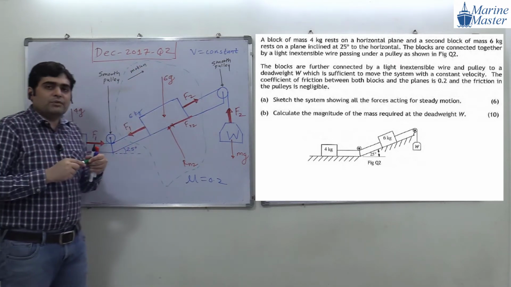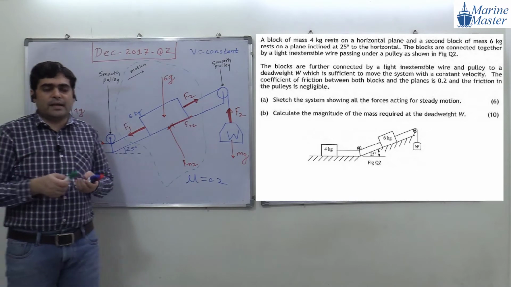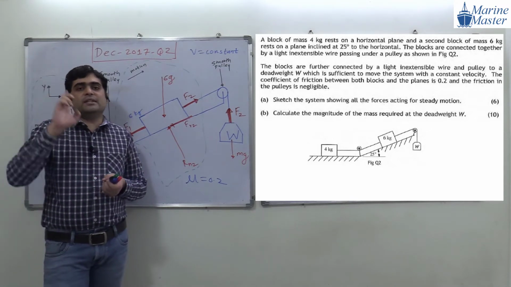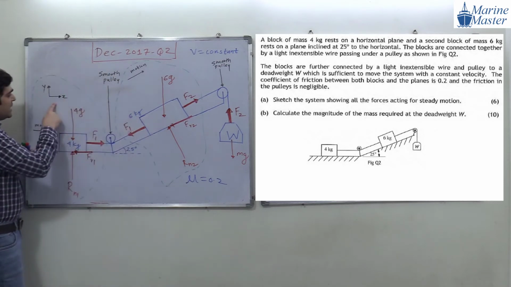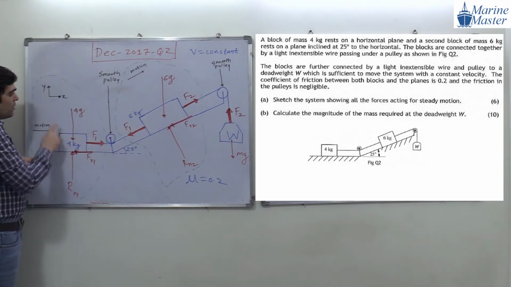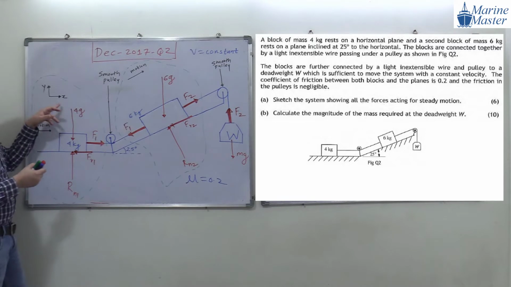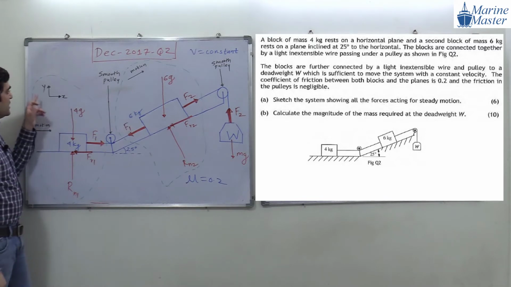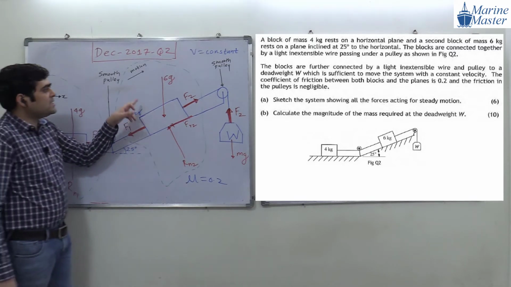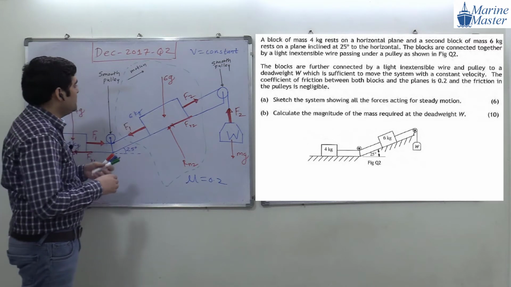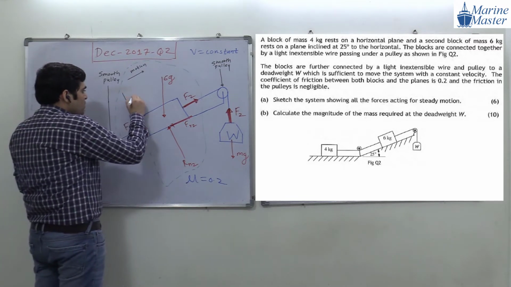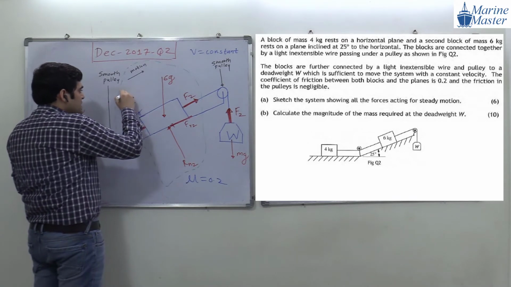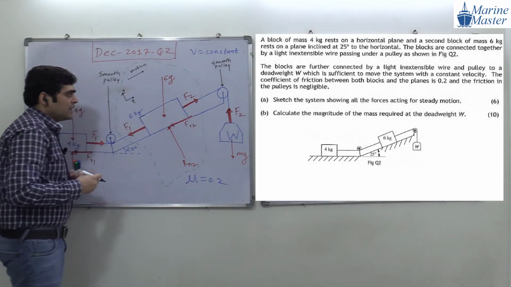But guys, if you remember our earlier questions, whenever there is an inclined plane, the x and y directions are chosen accordingly. So this x and y direction is only for the 4 kg mass. But for the 6 kg mass, the x and y direction will be different. See, the scenario is a little bit complicated. So this is the x direction, and this is the y direction. Guys, are you getting my point?